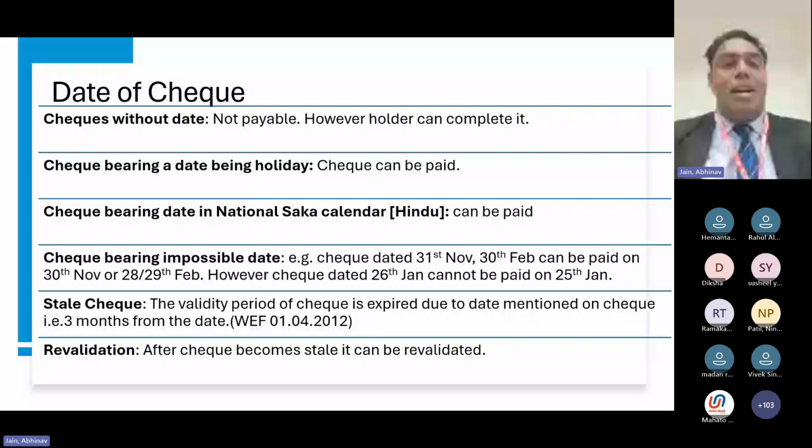Next is stale check. Let us understand what is stale check. The validity period of check is expired due to the date mentioned on the check, that is 3 months from the date. So a check becomes stale after the 3 months. What is revalidation? If a check becomes stale, it can be revalidated. So this is date of check.